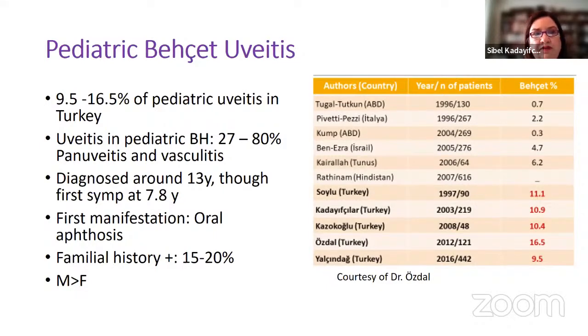In Turkey, according to different series, we have 9.5 to 16.5% of pediatric uveitis as Behçet's. And uveitis in pediatric Behçet's disease is seen in 27 to 80% of cases, most of which are panuveitis and vasculitis. It's generally diagnosed around 13 years, though the first symptom is seen around 8 years, so there is a delay in diagnosis. The first manifestation is oral aphthosis. And different from adults, family history is positive in around 20% of cases, and again, there is male predominance.